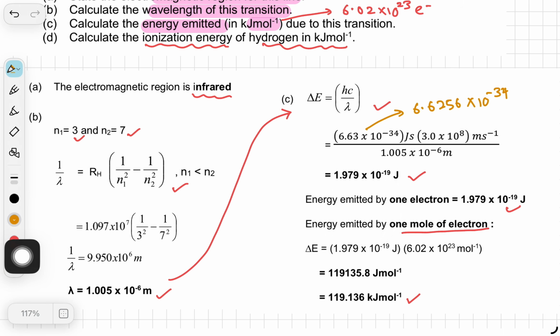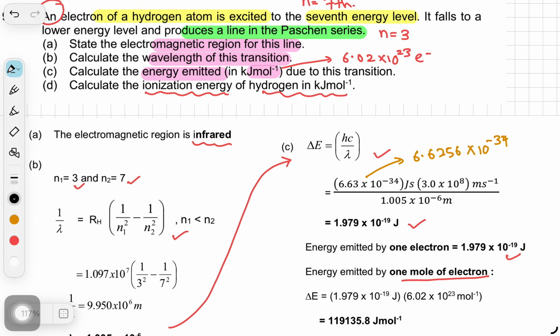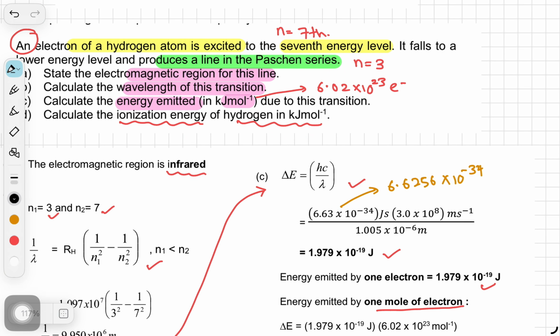All right, now calculating the ionization energy for hydrogen. I don't have a direct working here because this working is already shown in your lecture notes. It's the same working. So let's just quickly recap. How would you calculate the ionization energy? So delta E formula equals the Rydberg constant times 1 over n initial squared minus 1 over n final squared.